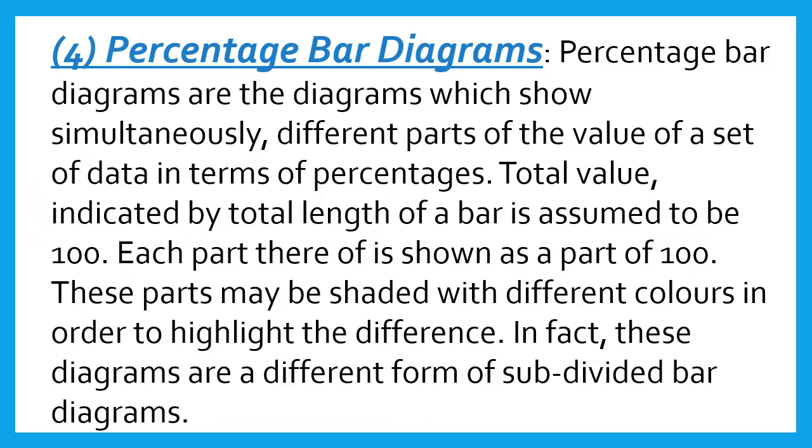Now the fourth type is percentage bar diagrams. Percentage bar diagrams are the diagrams which show simultaneously different parts of the value of a set of data in terms of percentages. The total value indicated by the total length of the bar is assumed to be 100. Each part thereof is shown as a part of 100. These parts may be shaded with different colors in order to highlight the difference.